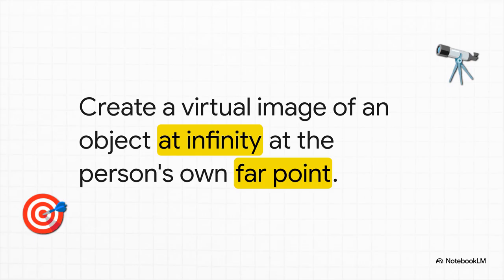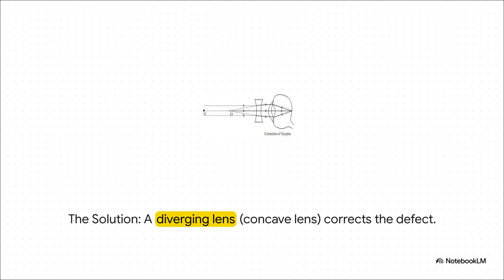So our job is to use a special lens that tricks the eye. It takes a faraway object, one that's at infinity, and it creates a virtual image right at the person's own far point. That's the furthest distance they can see clearly. This lets their eye focus on that image properly. And here is the magic solution. Remember how the eye was bending the light too much? Well, to fix that, we need a lens that does the opposite. We need a diverging lens. A concave lens spreads out the light rays just a little bit before they enter the eye, pushing that final image back onto the retina where it belongs.